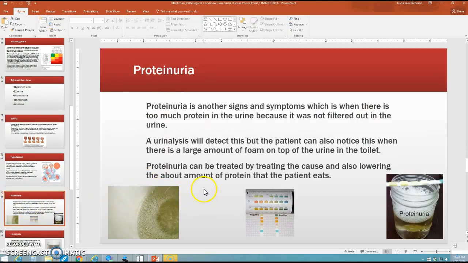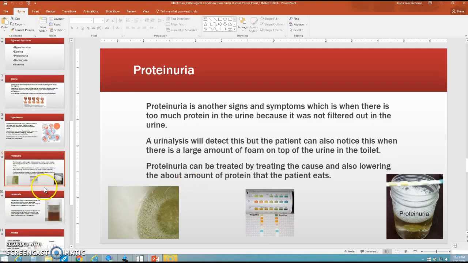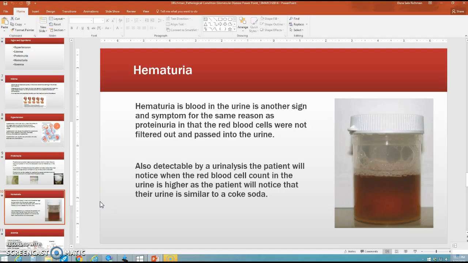Proteinuria is another sign and symptom, which is when there's too much protein being passed into the urine because it was not filtered out, and the urinalysis will detect this. At higher levels the patient can also see this by seeing a lot of foam and bubbles in the toilet after urination. The other symptom that is commonly seen is hematuria, blood in the urine, which is red blood cells passing into the urine. If it's a gross amount, you'll see bright red in the urine, or typically what's seen is what looks like Coca-Cola, that type of color.